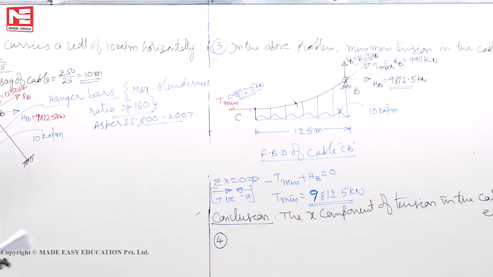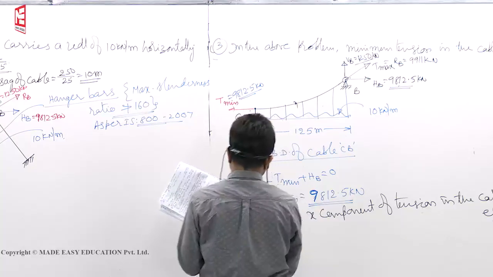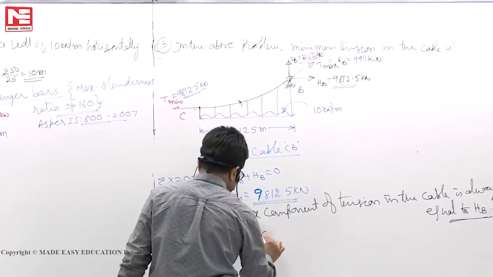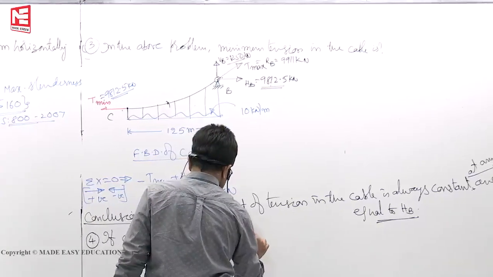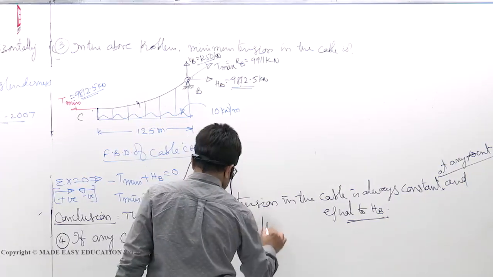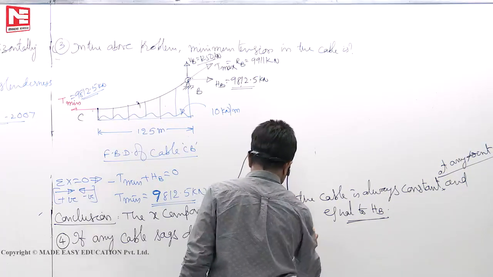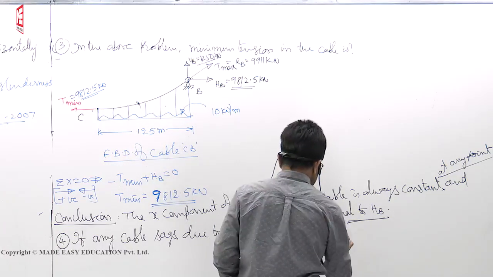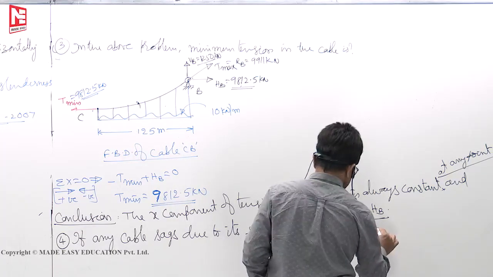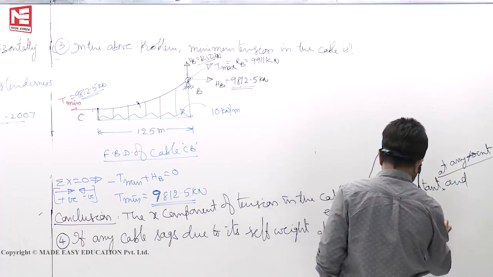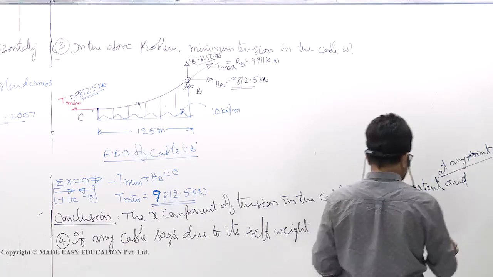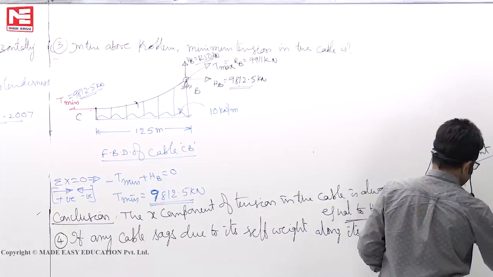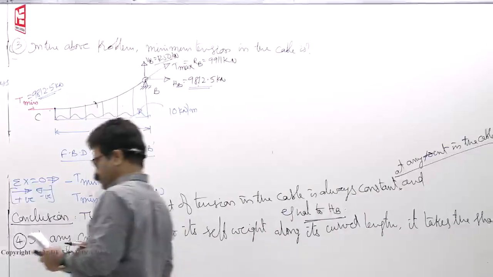Now we will write that point. If any cable sags due to its self weight along its curved length, it takes the shape of a catenary.